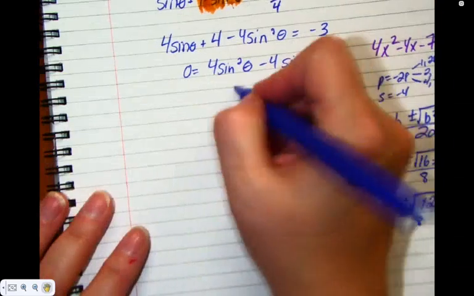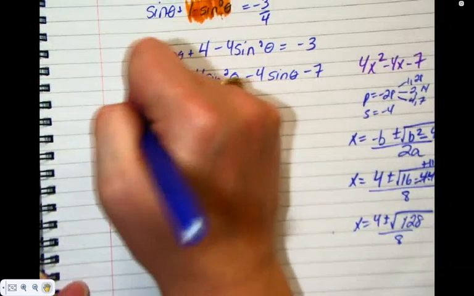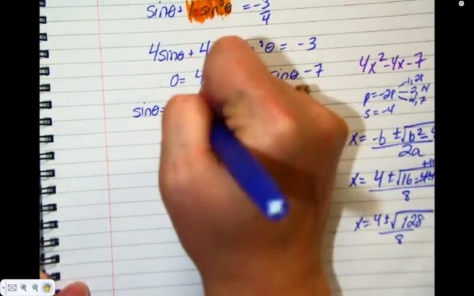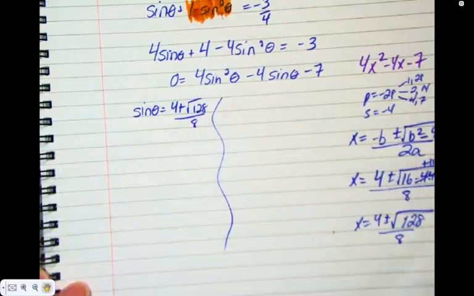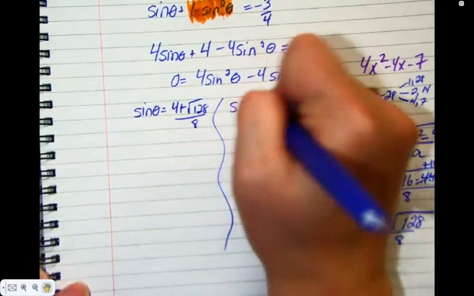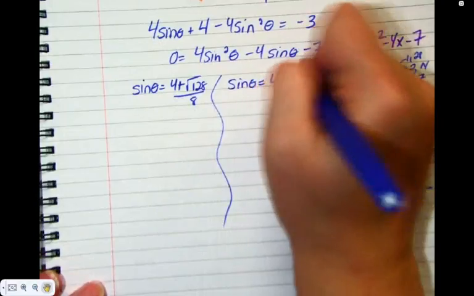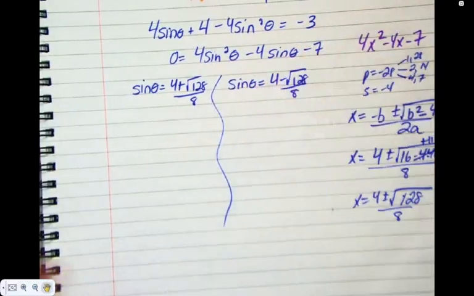Okay, so what does this mean over here? Well, this is now splitting into two solutions. So sine theta is 4 plus root 128 over 8, and sine theta is 1 minus root 128 over 8.